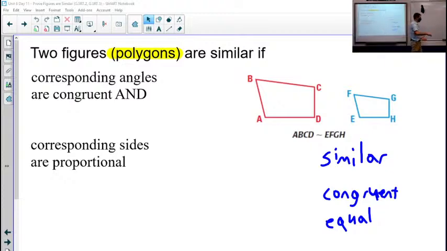All right. We are working on our definition for similarity. And we're going to mostly talk through how to use and apply that definition today. We talked about it last week, so most of what we're going to talk about today should be familiar to you.